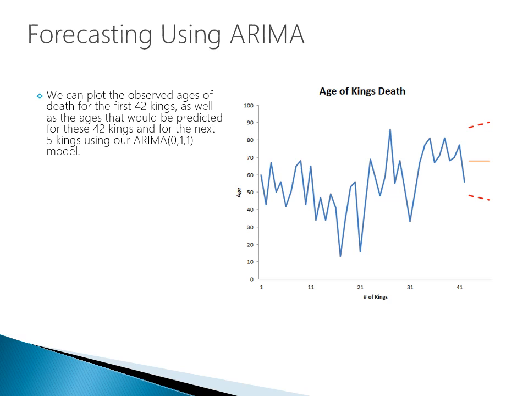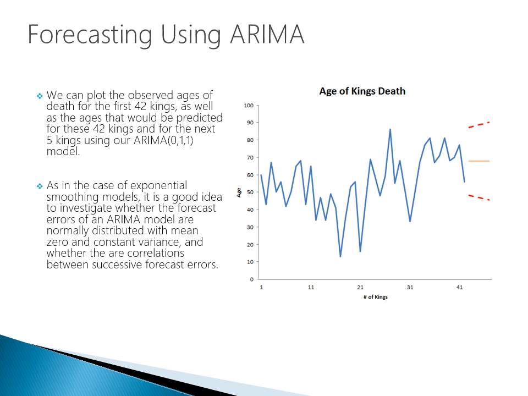We can plot the observed ages of death for the first 42 kings, as well as the ages that would be predicted for these 42 kings and for the next 5 kings using our ARIMA(0,1,1) model. Now, we're not limited to just 5 kings. This is just what I had specified in the model. As in the case of exponential smoothing methods, it is a good idea to investigate whether the forecast errors of an ARIMA model are normally distributed with mean 0 and constant variance, and whether there are correlations between successive forecast errors.